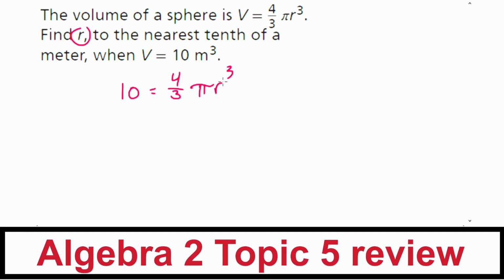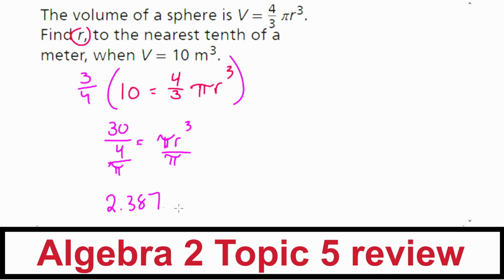To do that, I'm going to slowly start chipping away to get my radius by itself. My first step, as always, is to multiply by the reciprocal. This is going to give me 30/4 is equal to pi R cubed. Now I'm going to divide both sides by pi. I'm going to punch in the calculator 30 divided by 4, and then divide that by pi. I get 2.387. No surprise there that it's an irrational number. These will cancel, and I'm left with R cubed is equal to this.